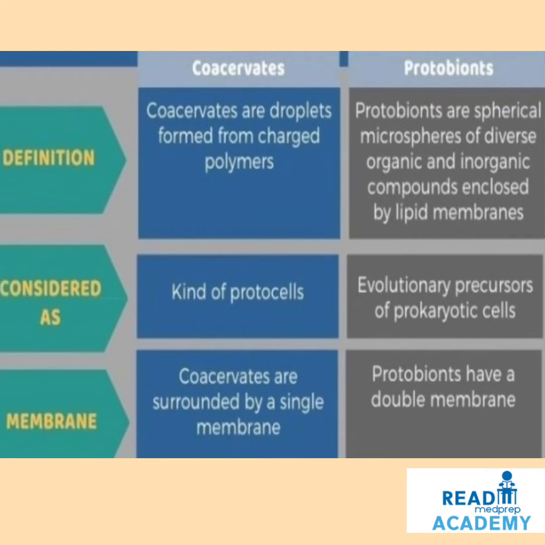What are the differences between coacervates and protobionts? Definition: coacervates are droplets formed from charged polymers. Protobionts are spherical microspheres of diverse organic and inorganic compounds enclosed by lipid membranes. Coacervates were considered a kind of protocell, whereas protobionts were the evolutionary precursors of prokaryotic cells. In coacervates the membrane is single, and in protobionts they have a double membrane.